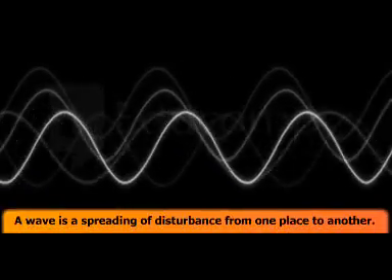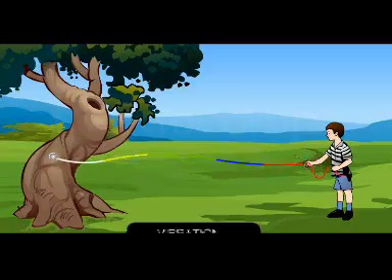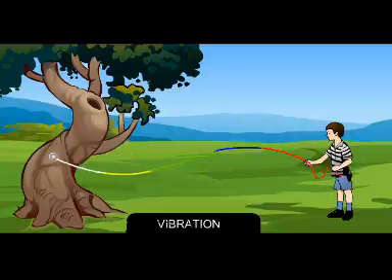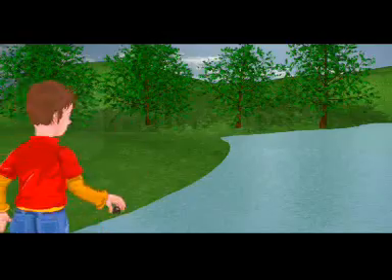You may think of a wave as a spreading of disturbance from one place to another. The source of any wave is a vibration or oscillation. When you throw the pebble into the pond, it causes the water molecules to vibrate. This vibration causes a wave to propagate in still water.